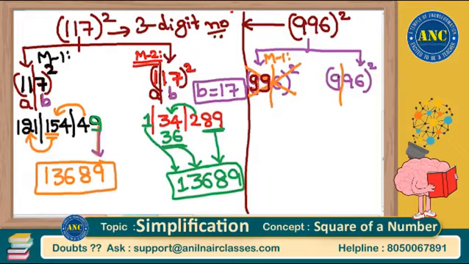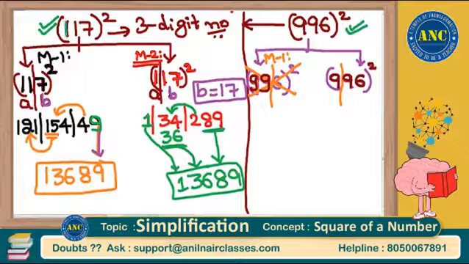Similarly, if I use method 2, A value is 9. 9 square we know. B value is 96. 96 square we might not know. Most of the students might not know 96 square. That means 117 is a 3-digit number. 996 is also a 3-digit number.